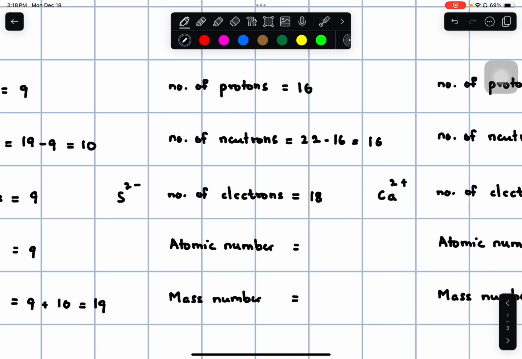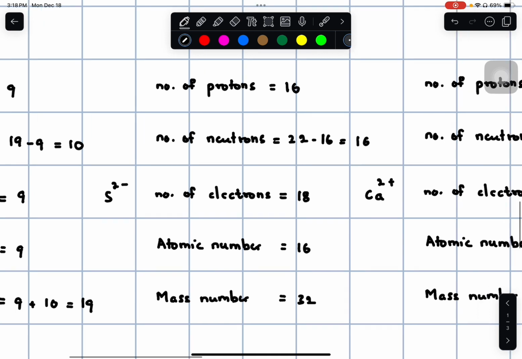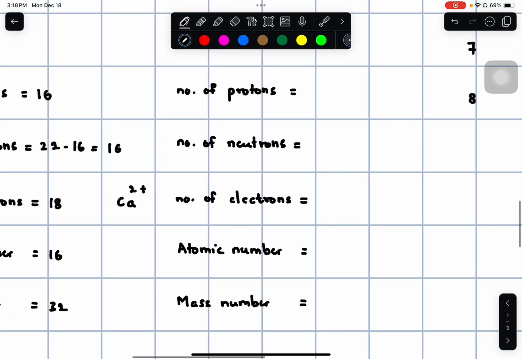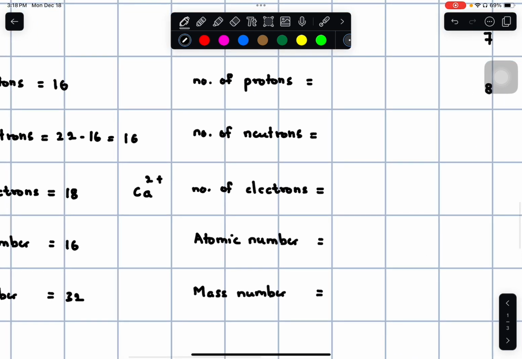The atomic number is still going to be the same, which is just 16, and the mass number is still going to be 32. Now, for a positive ion such as Ca2 plus, or a calcium ion, take your time to walk through this. The number of protons can be looked at from the periodic table, which is 20, the smaller number. The number of neutrons would be your mass number minus your number of protons, which would also give you 20.